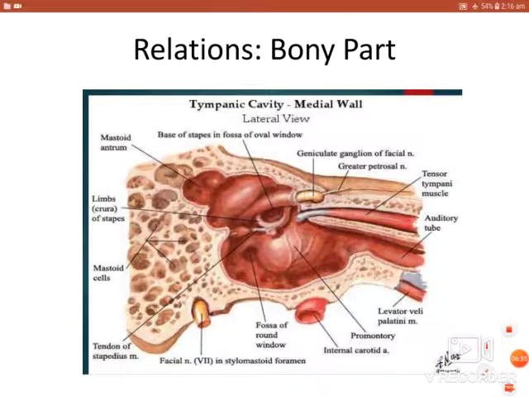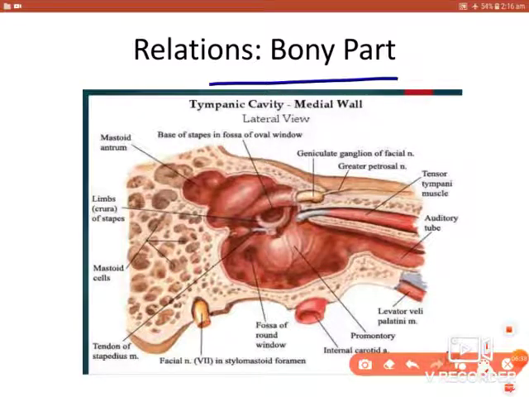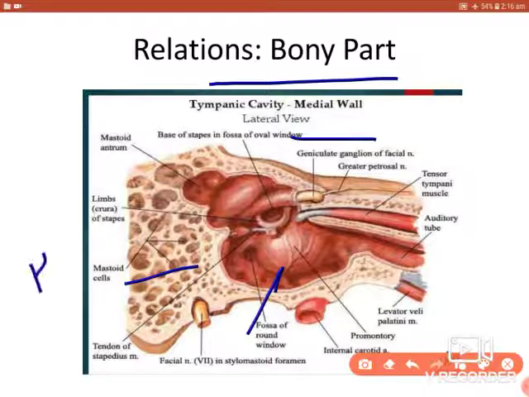Then coming to the relations of this bony part, this is the medial wall of the middle ear or the tympanic cavity. This is the posterior, this is the anterior. So on the anterior wall you can see the opening for the auditory tube. Above that there is an opening, the foramen for the tensor tympani muscle. See, this is the tensor tympani muscle.